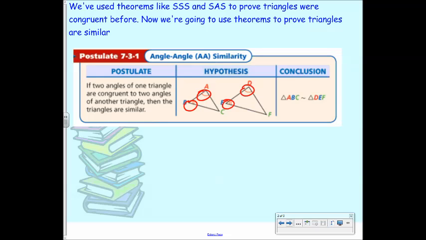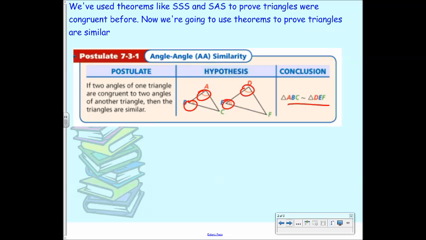Does the order of the letters matter? Yes? Why? Because you want to match the same one. What do you mean by the same ones? The ones that are congruent to each other have to go in the same spot, right? So if you start with A, that has to go in the same spot as D and so on. So ABC would be similar to DEF.